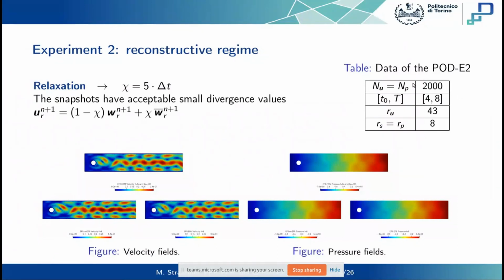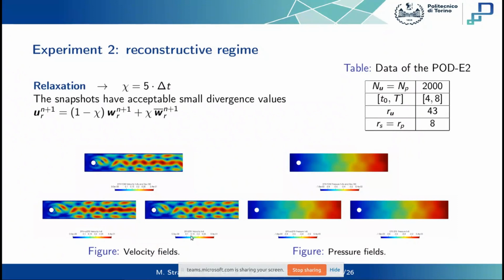So the data are collected here in this table, and we took this time 2,000 snapshots in the second half of the interval. So you see that we needed much more information in order to recover the solution. And here you see the values for the basis. The values for the basis have been taken always with this criterion. So we wanted to recover 99.99% of the energy of all the snapshots that we take.